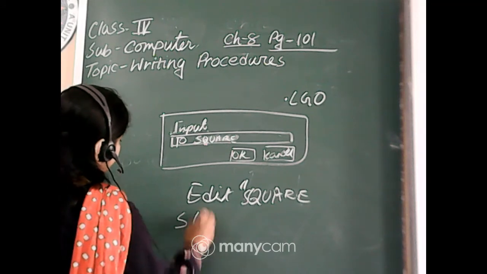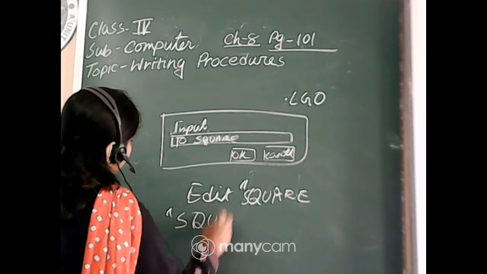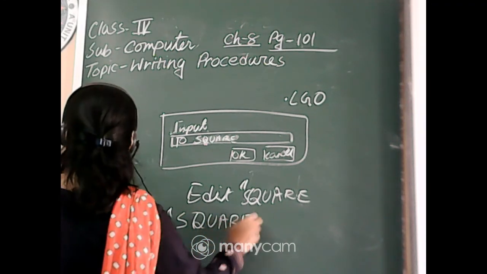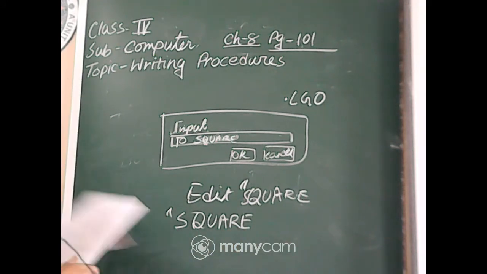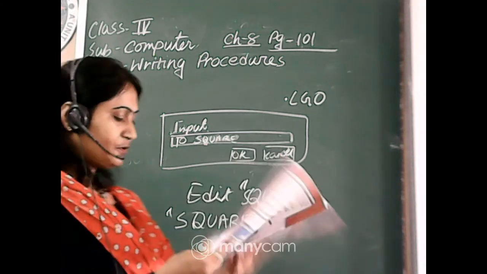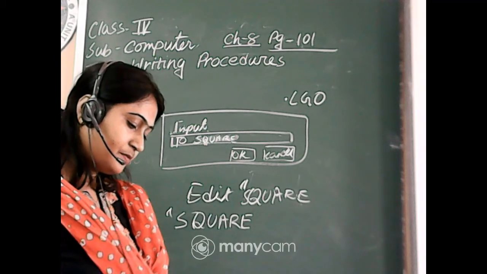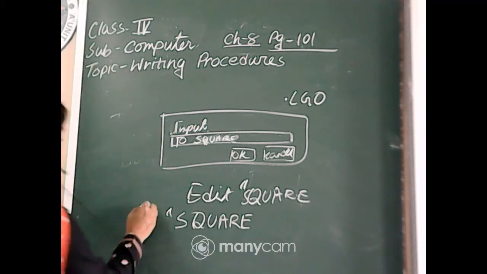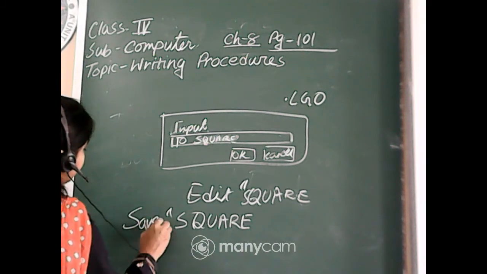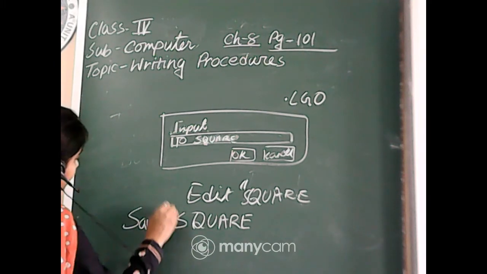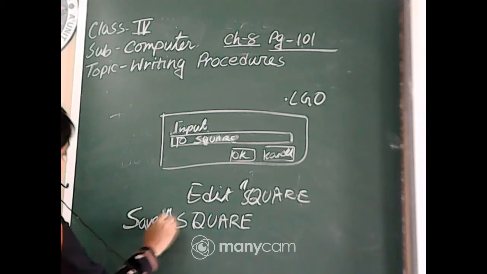Save S in a double quote, SQUARE. Save the workspace as, and here the procedure name, and note that the name of the procedure must be placed over the save then square. Obviously you have to use this command: save, then space, then double quote, square.